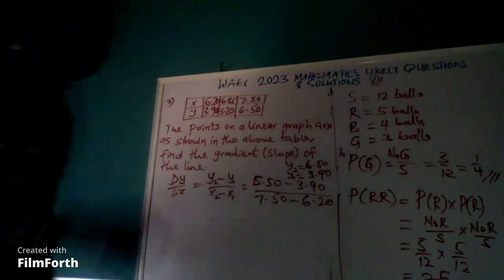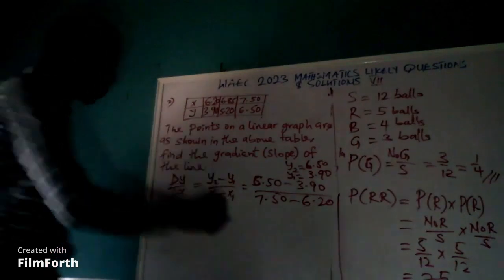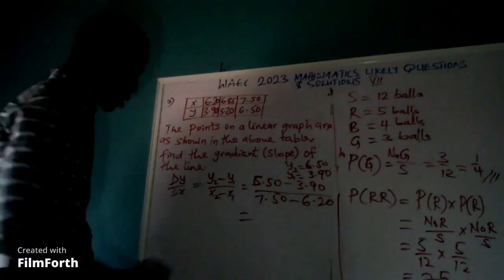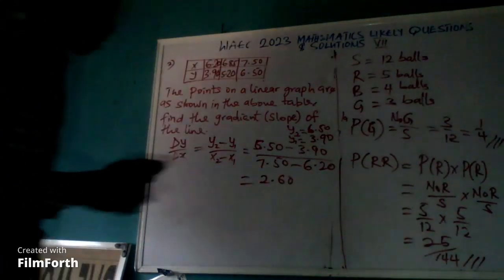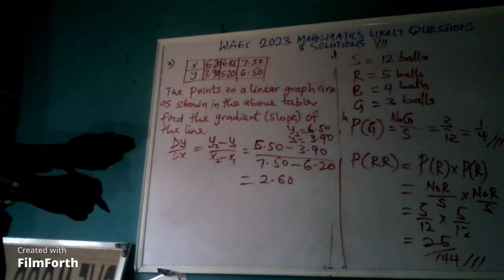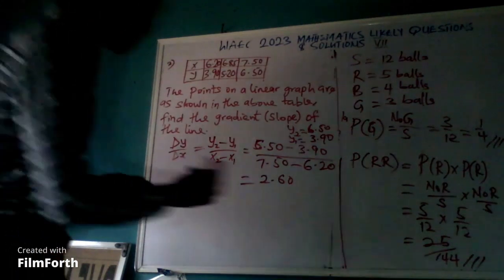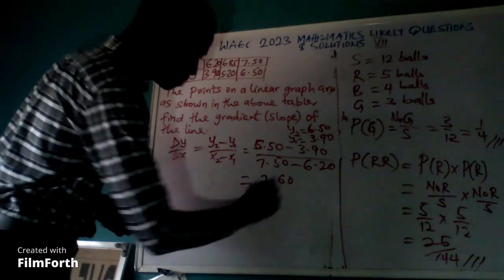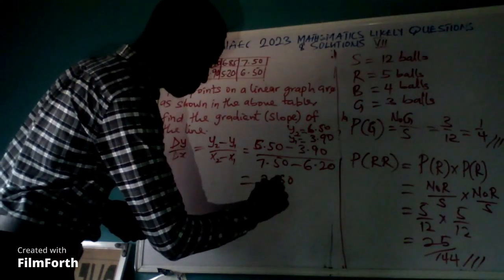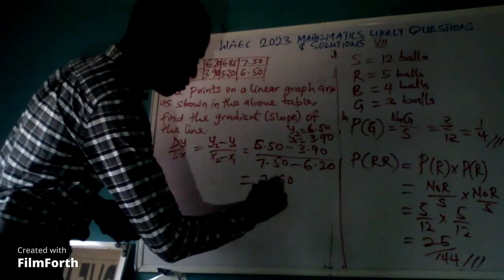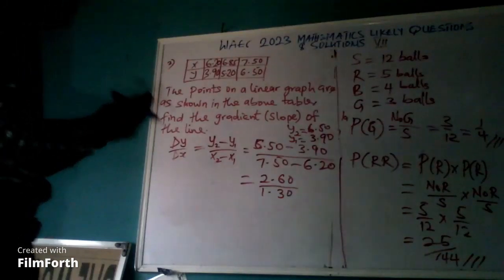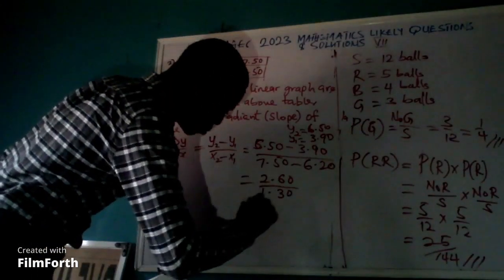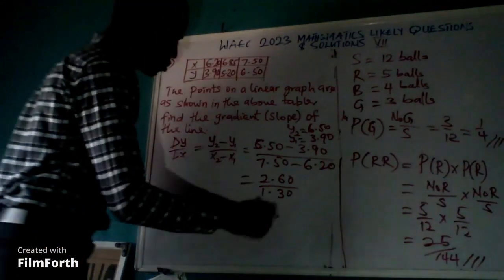If you do your mathematics, the numerator will give you 2.60, and you have 7.50 minus 6.20, that will be 1.30. 2.60 over 1.30 will give you 2. So the slope is 2.